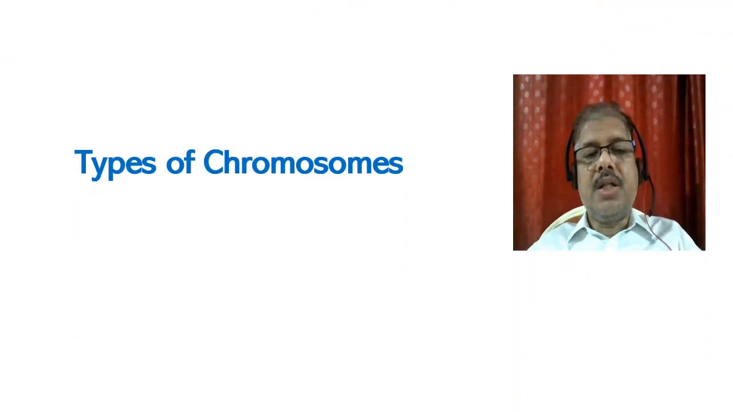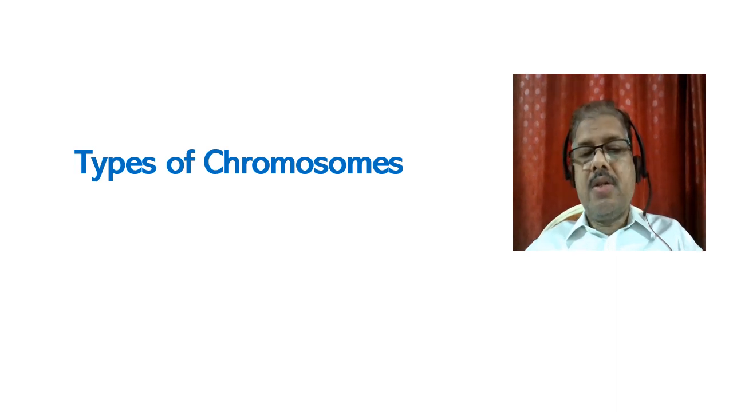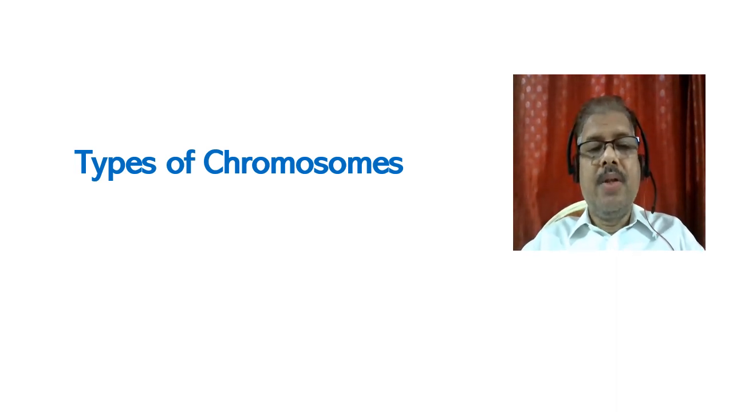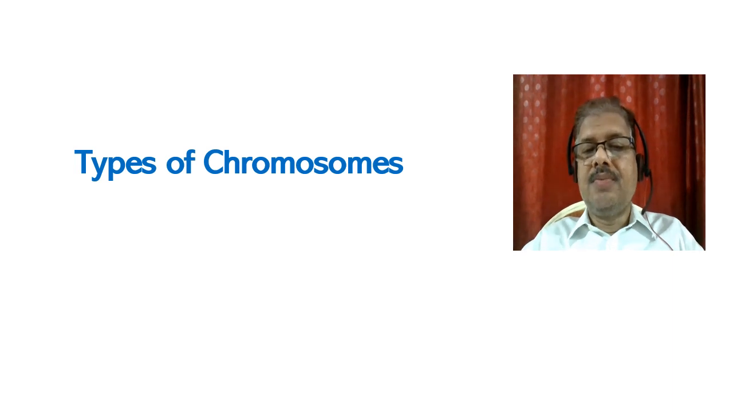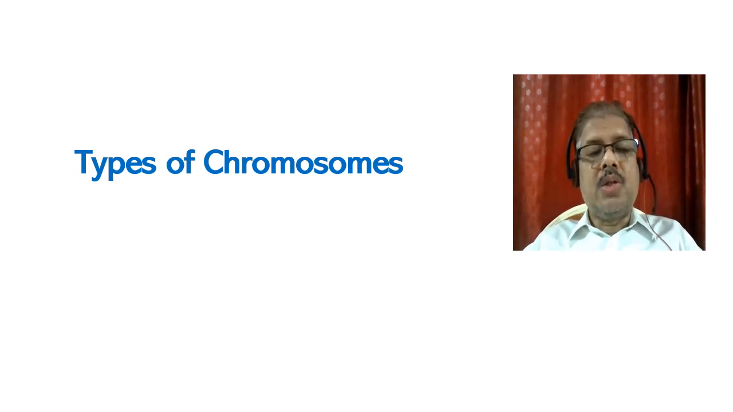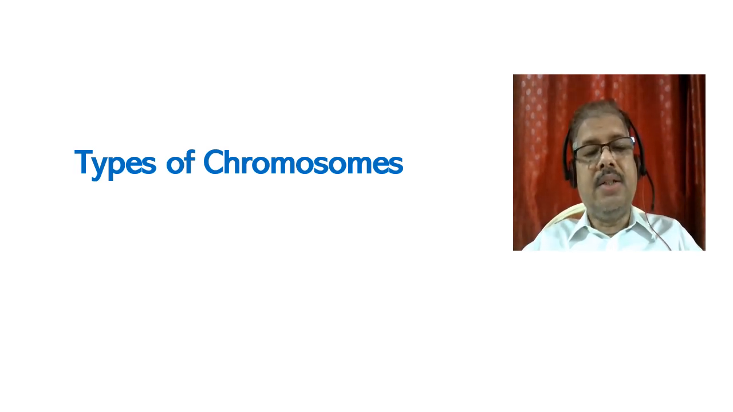In the previous sessions, we have studied the structure of a eukaryotic chromosome and chromosome organization, that is how the DNA has been packaged with the help of nucleosome concept. Now let us discuss how the chromosomes have been classified.